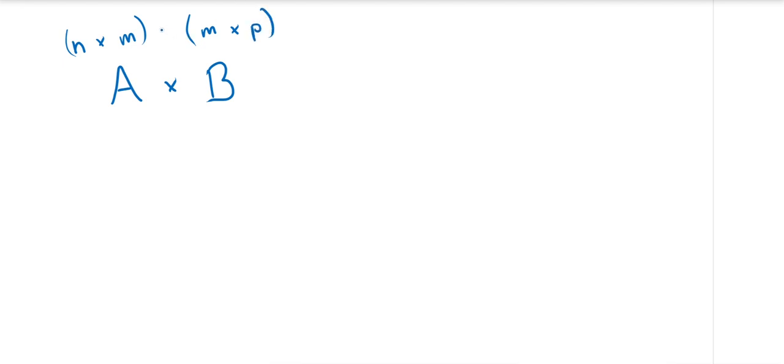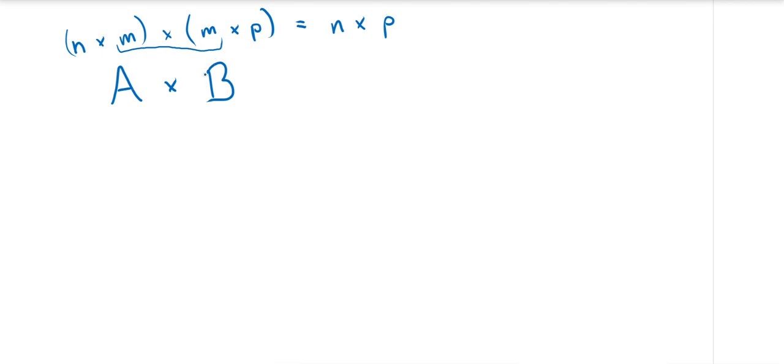Now, by the time we're done with this process, we are going to sort of eliminate these middle numbers. These two will disappear or contract, as we say, and the result is going to be a matrix which has dimensions n by p. So notice we need the m's to match. We need the number of columns of A to be the number of rows of B.